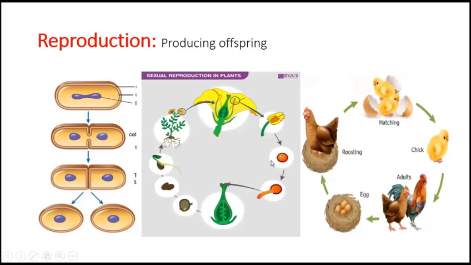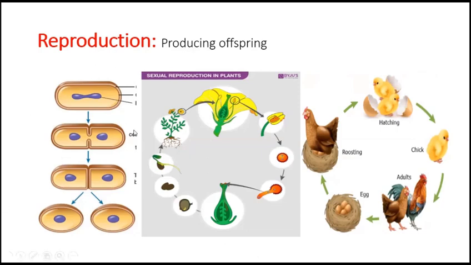Next is reproduction. Now, what is reproduction? Organisms undergo reproduction for the continuity of a species. Without reproduction, a species will get extinct. So reproduction is a very important characteristic of all living organisms, and they are carried out at every level.